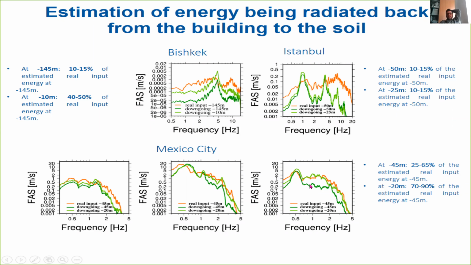While in Mexico City, since the soil is very soft, there was no, let's say, trapping of waves inside the building, so a lot of waves are propagating down in the ground. A lot of these waves are propagating, and nearly all the original spectrum of input is then sent back to the earth. And this is strongly depending on the impedance contrast.